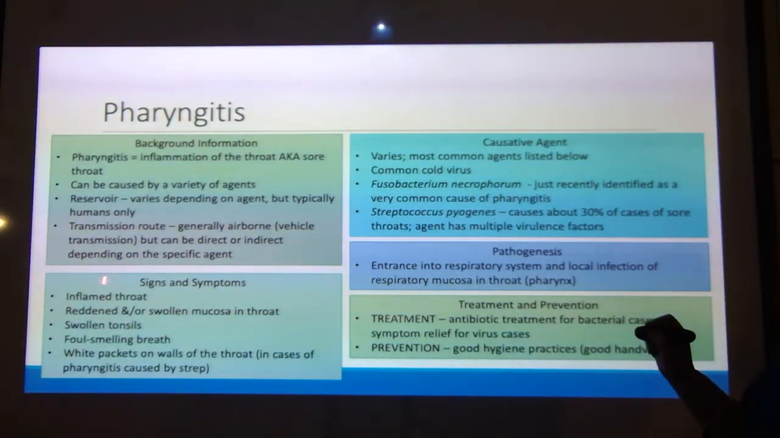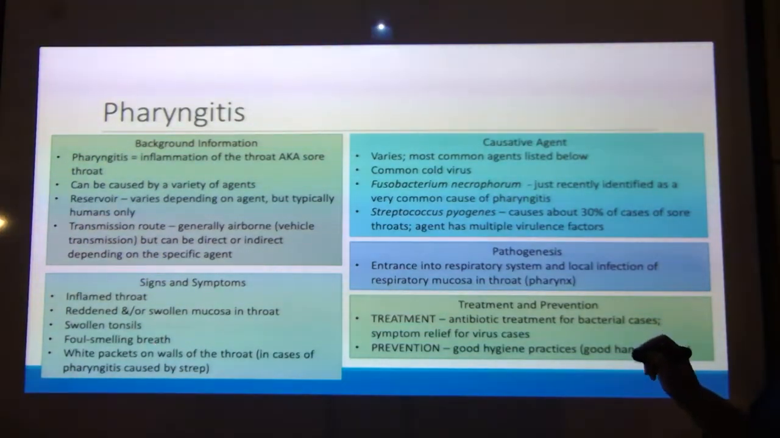So signs and symptoms. The throat is going to be red and inflamed. You will have reddened or swollen mucosa in that throat. Tonsils, if you have them, will be swollen, which, hello, I just had tonsil surgery January 7th.